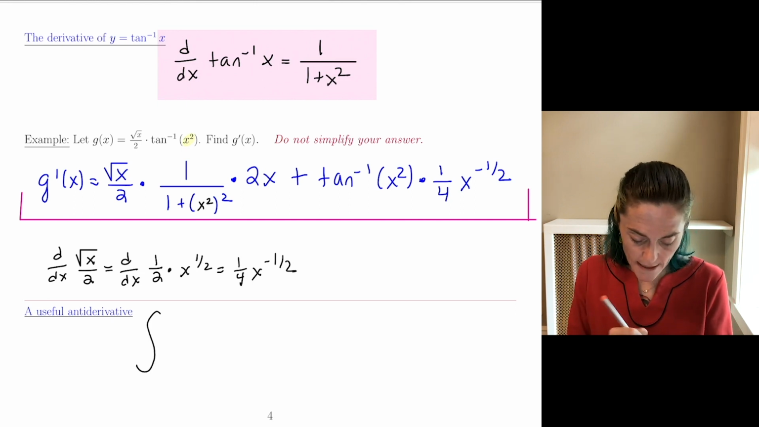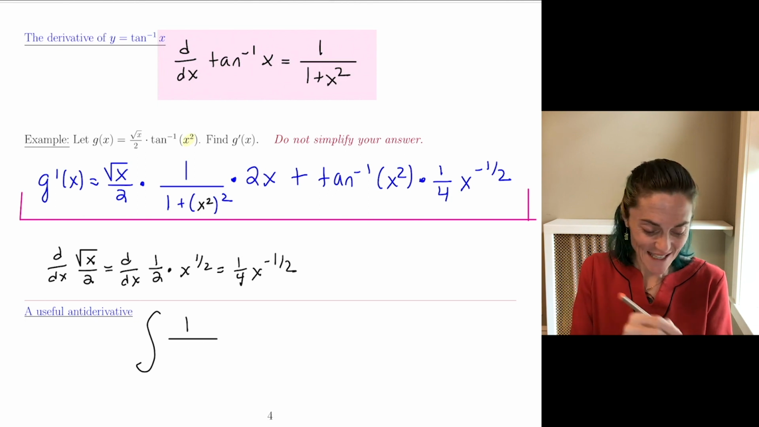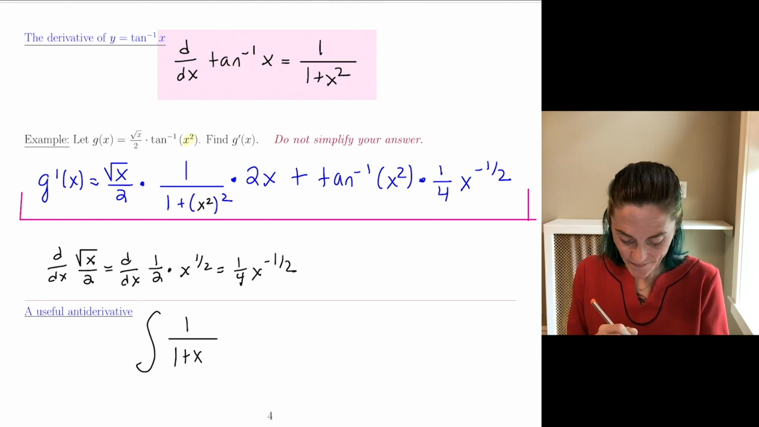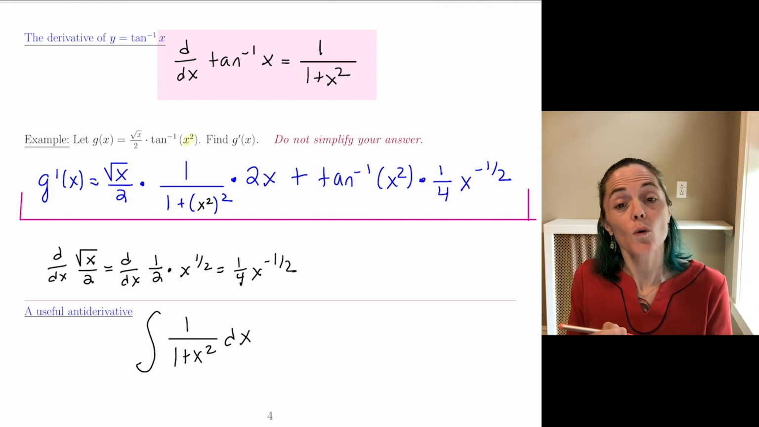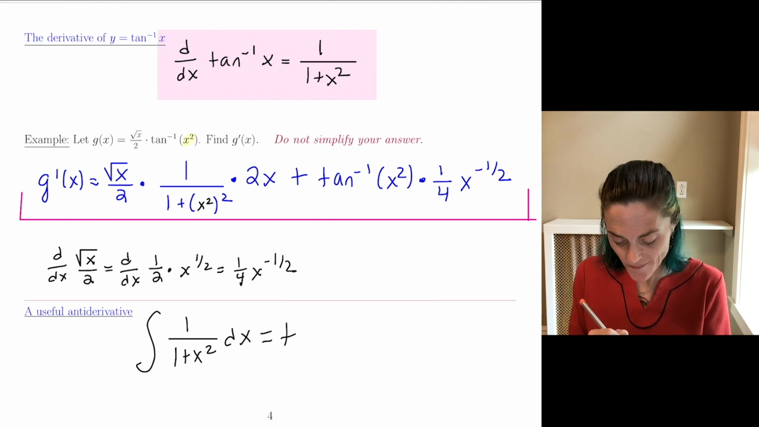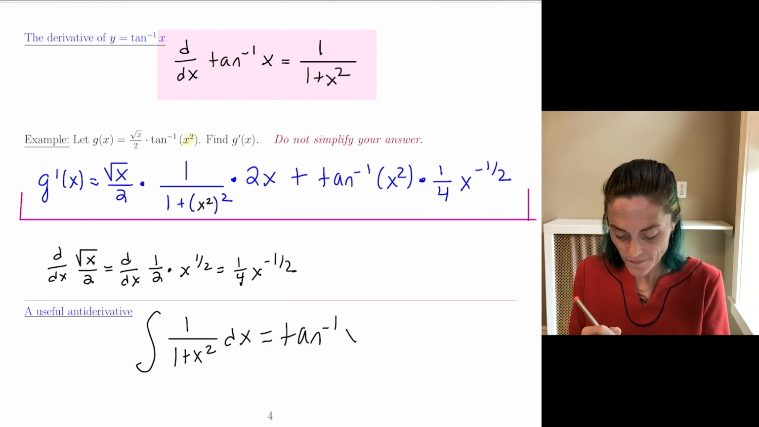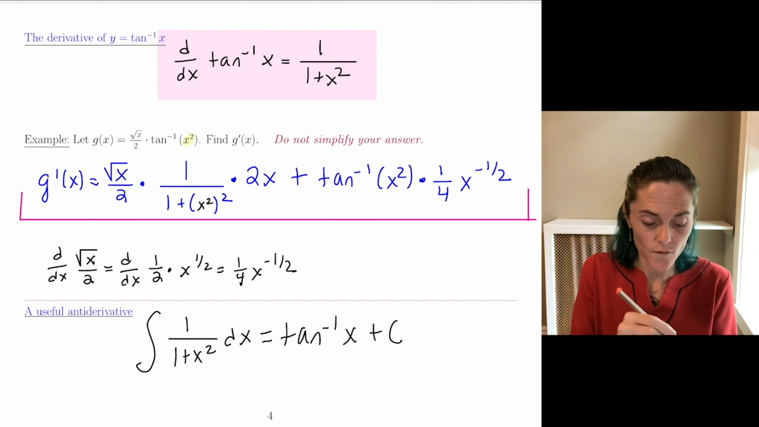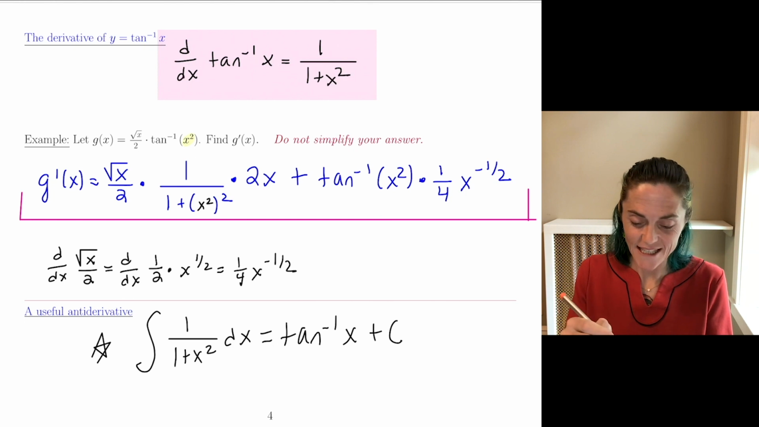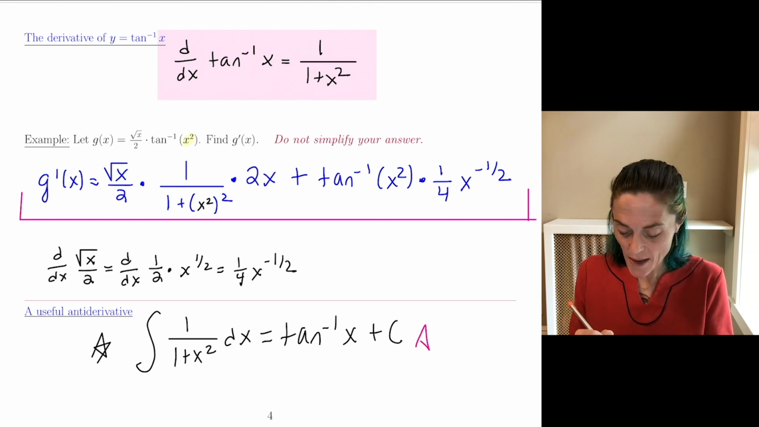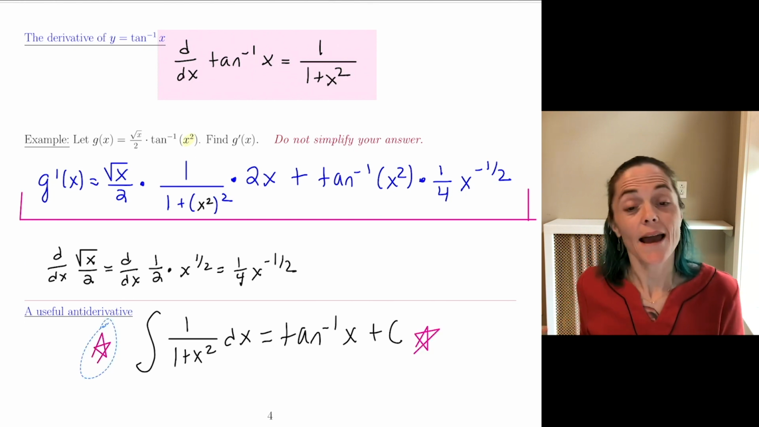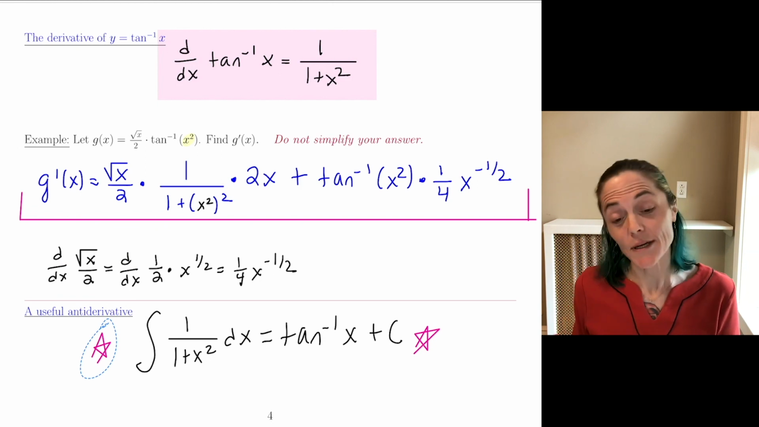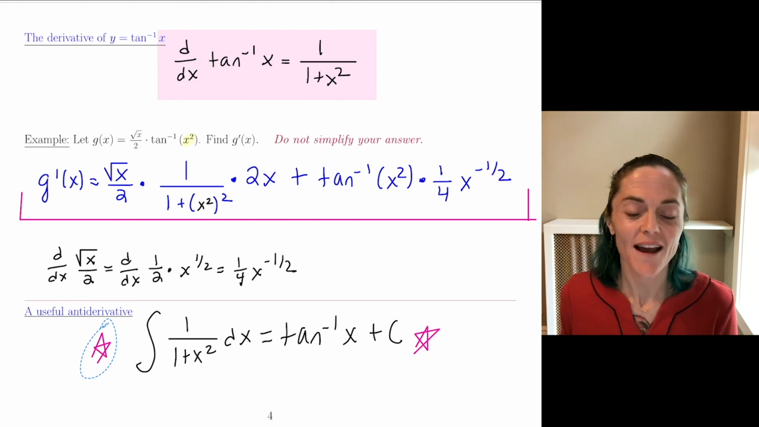If we integrate 1 over 1 plus x squared dx, we get the tan inverse. And don't forget plus c. So this is very, very useful. It will come up in partial fractions, and it will come up in a variety of places in calculus 2, but in particular, we see this quite often in partial fractions.